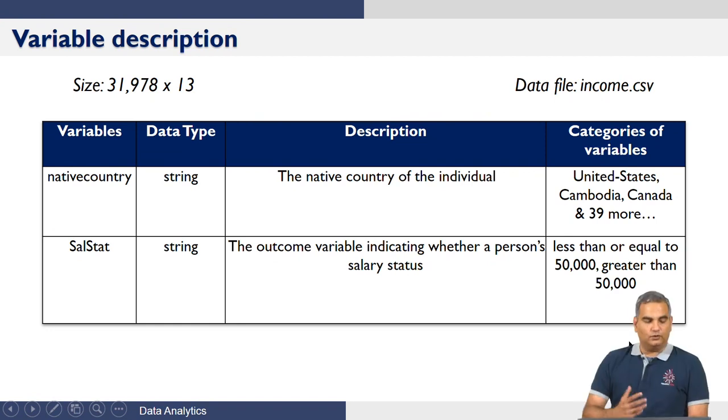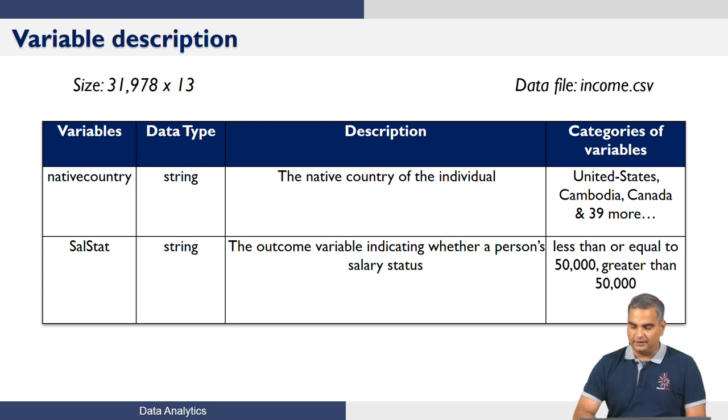And also there is a variable which says which native country that this person comes from, which could be United States, Cambodia, Canada, and so on. And then finally, the output variable, which is what we are trying to build a classifier for, which is salary status, which is the outcome variable, which is basically in this case just split into 2 categories, less than or equal to 50,000 and greater than 50,000. Those are just the 2 categories.